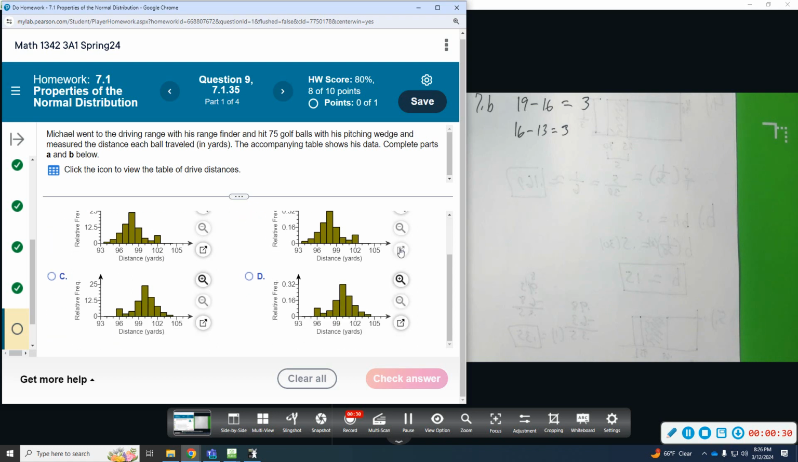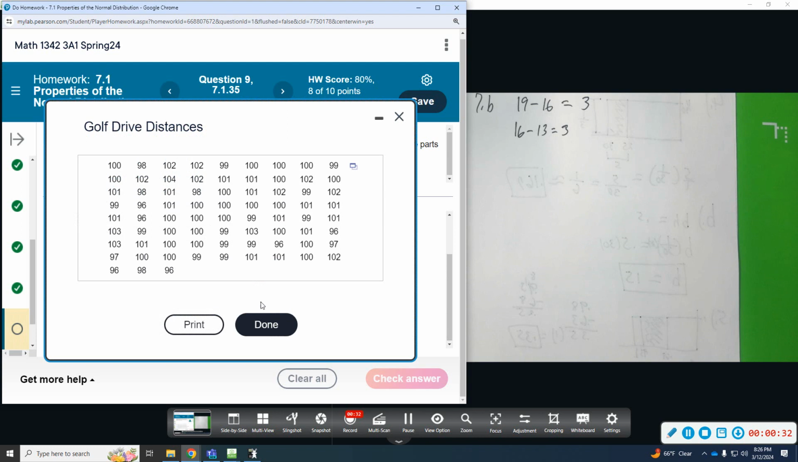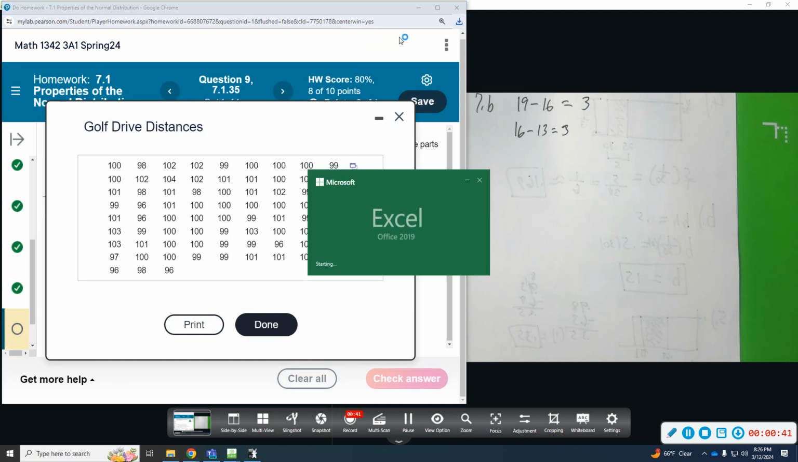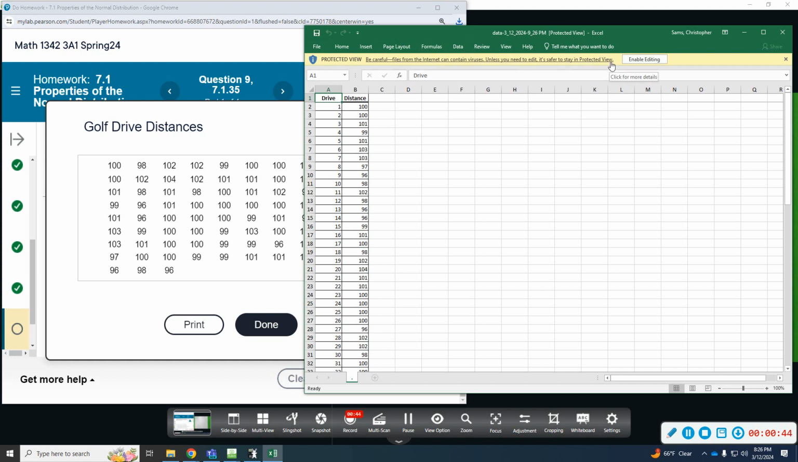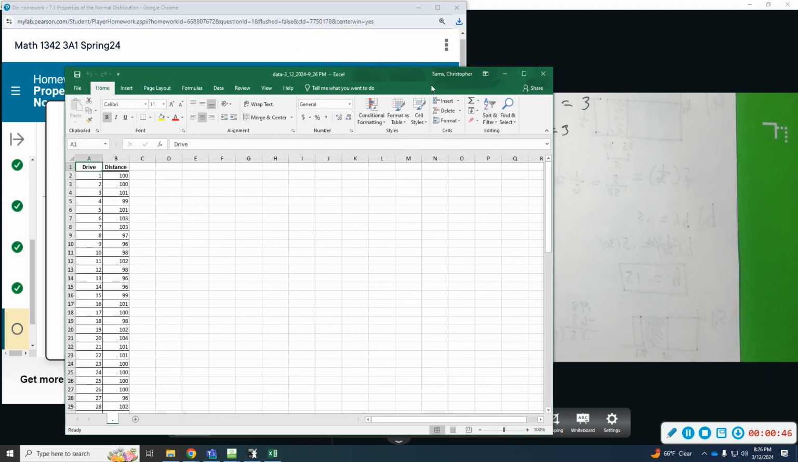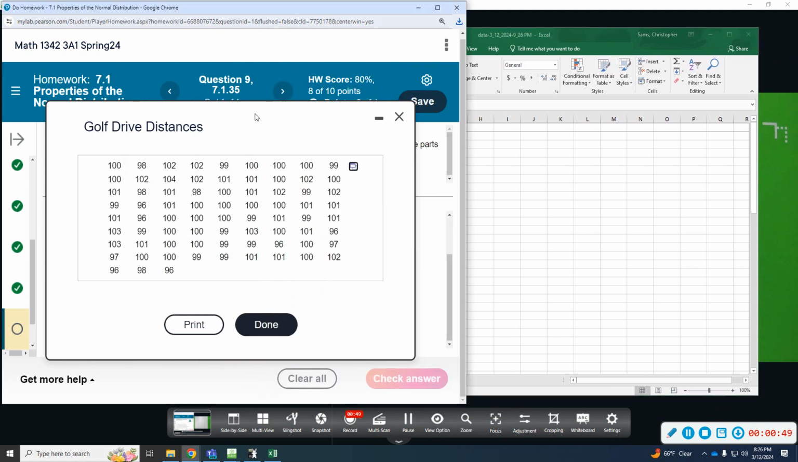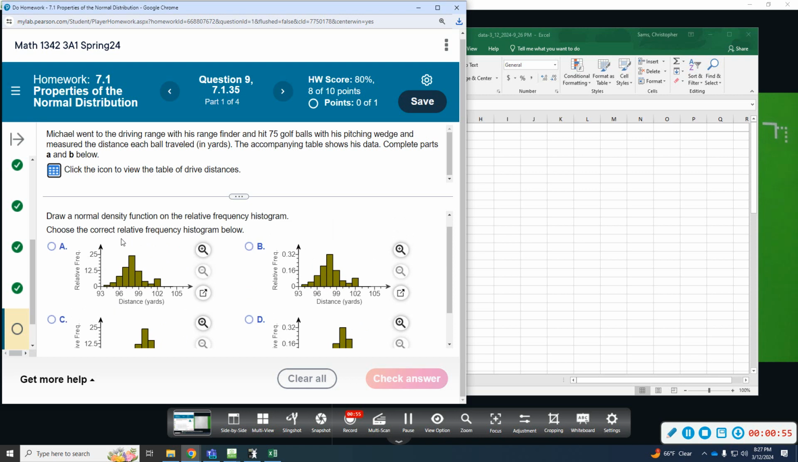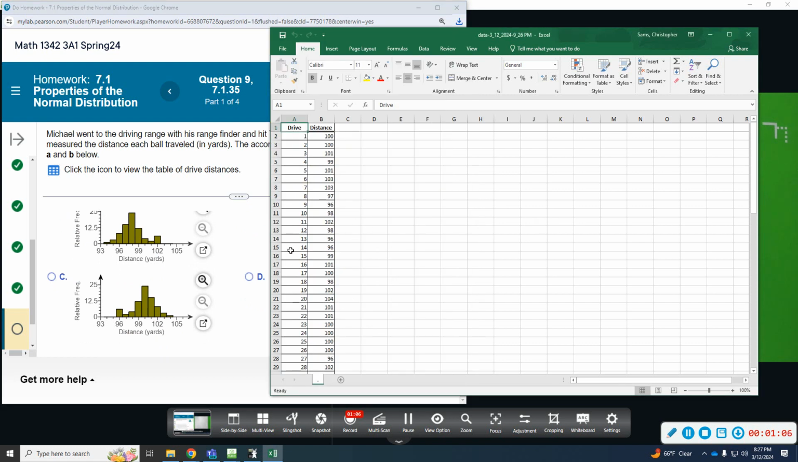So we got several different graphs. So we're going to use this data. We are going to copy it in Excel. We're going to let this draw the histogram for us. Now, this graph is looking at the relative frequency. So the distance the ball traveled and how many times it was hit that distance. So we're not even really using the drive, like when it happened. We just want to know the distance.